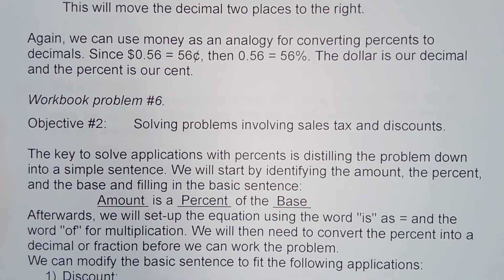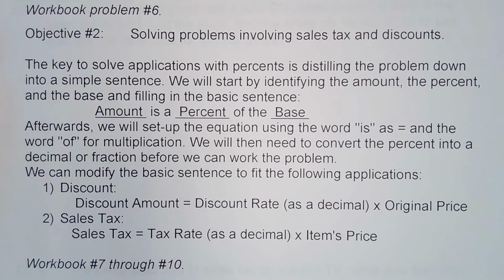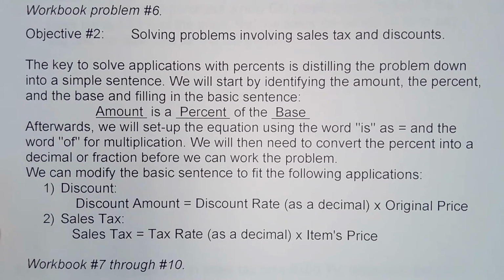And we can modify the basic sentence to fit the following applications. Discount amount equals the discount rate, so our percent written as a decimal, times the original price. And then sales tax equals sales tax rate as a decimal times the item's price.